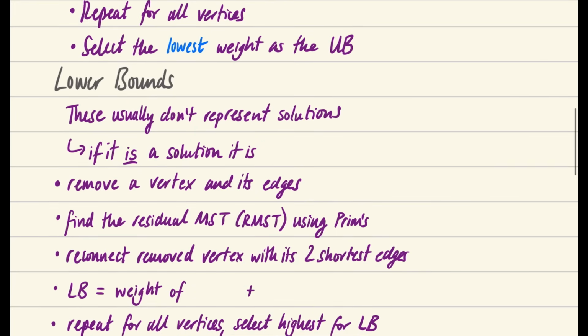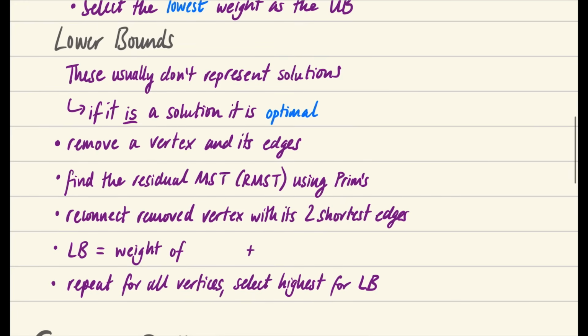Now, for lower bounds, the lower bounds don't usually represent solutions. If it does represent a solution, then it is an optimal solution. What I mean by a solution is that it gives you a journey where all of the things are visited and it gets back to the start. Sometimes it doesn't even produce that.